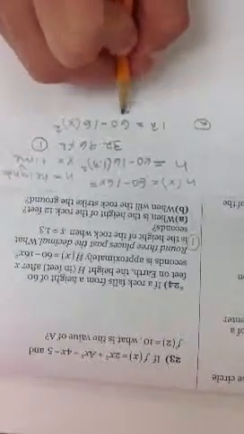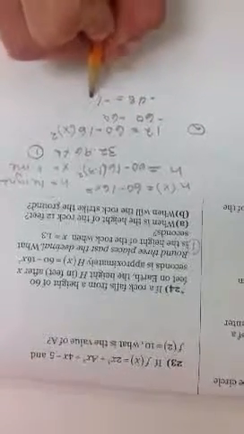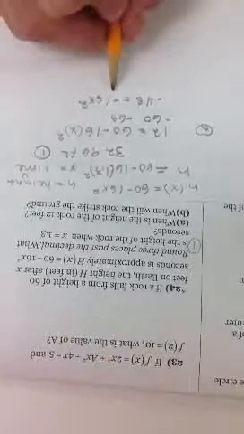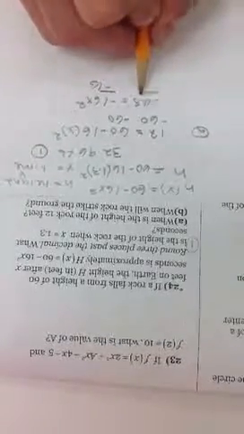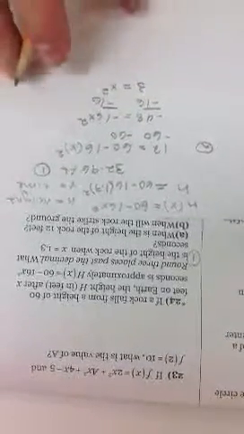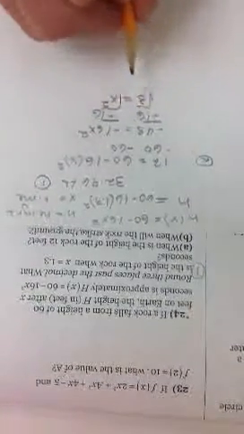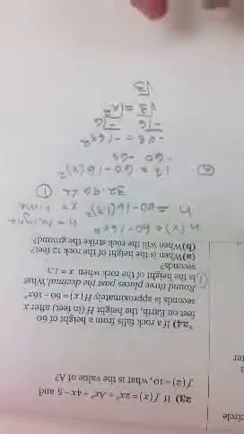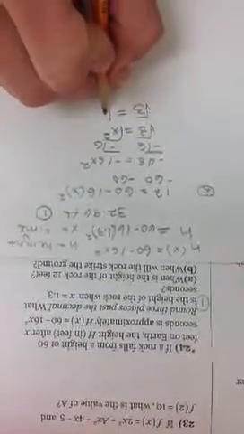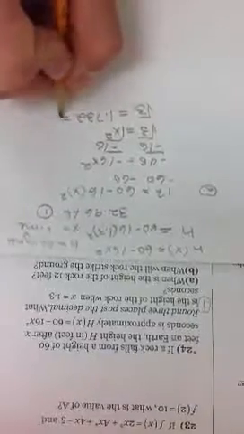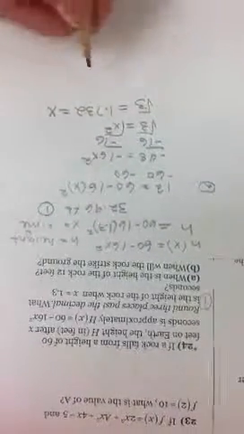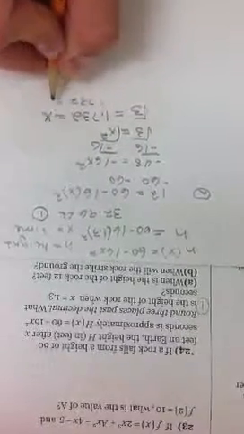Now to solve this, we're going to subtract 60, leaving us with negative 48 equals negative 16x squared. From there, we're going to divide both sides by negative 16 to get 3 equals x squared. And then the answer will be once we square root both sides. The square root of 3 equals 1.732, which equals x, or the time. So our answer is 1.732 seconds.